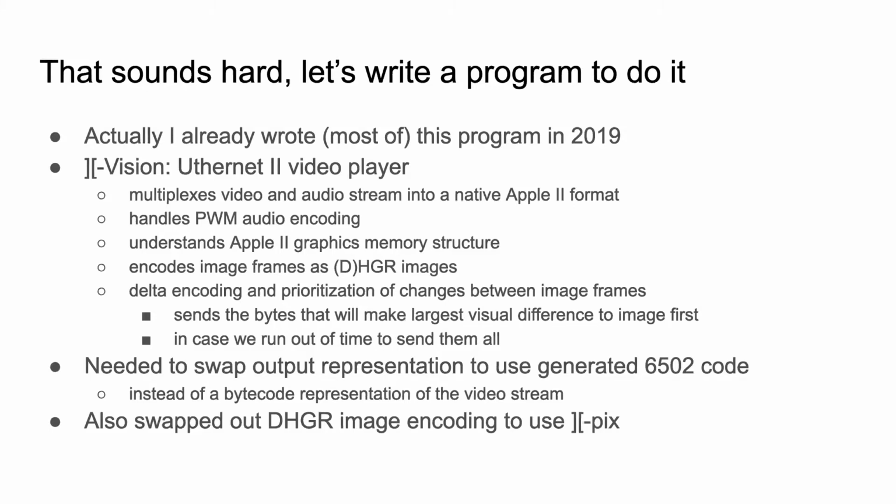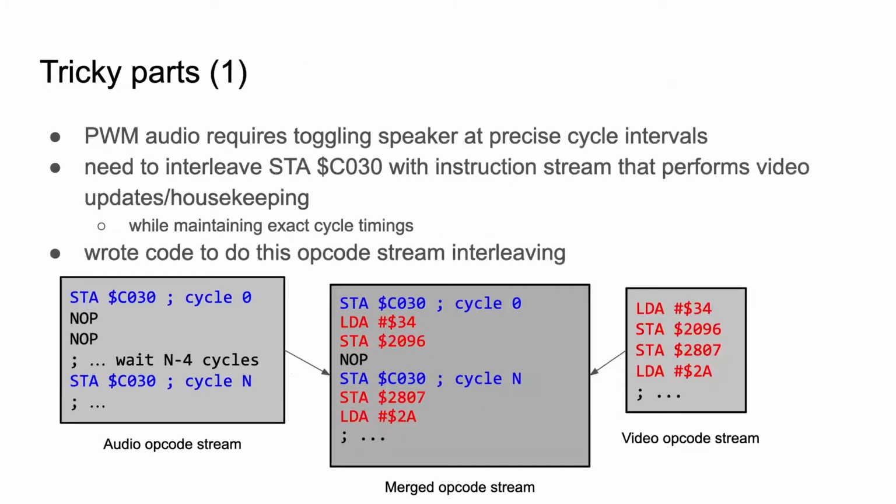So essentially I just needed to swap out the output representation of this to use generated 6502 code instead of a bytecode representation. And in the meantime, I'd also built this other program, 2Pix, which produces higher quality double high-res image encoding. And so I swapped out the image encoding as well.